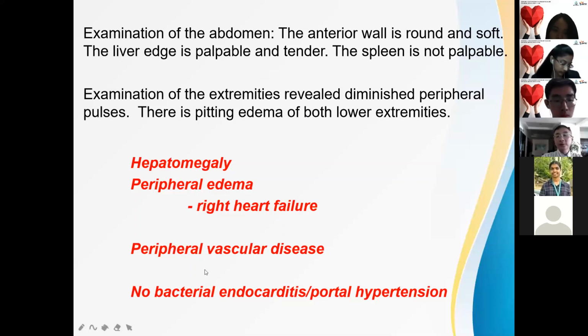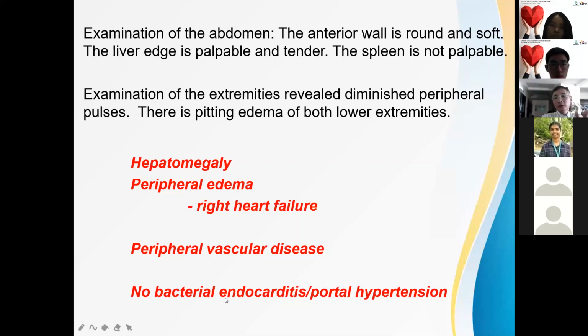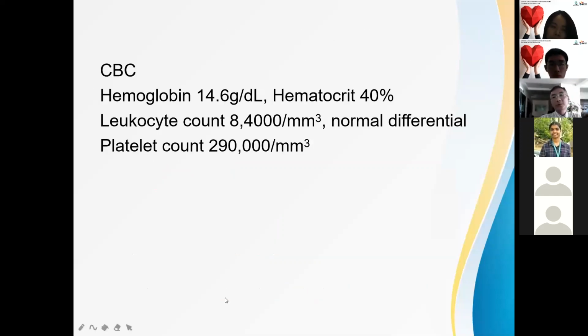There's also peripheral vascular disease, as is very reasonable for someone who is diabetic and hypertensive with a previous heart attack, and no bacterial endocarditis or portal hypertension. So you can see that every part of the clinical workup has a meaning to it, and your mind works that way. Every time you read, you hear, it's working. What's the problem? What's the problem?